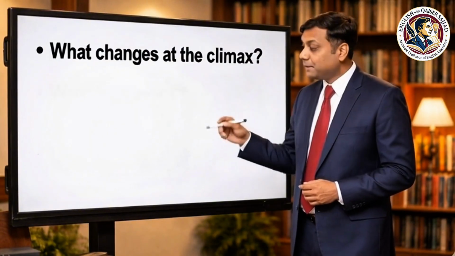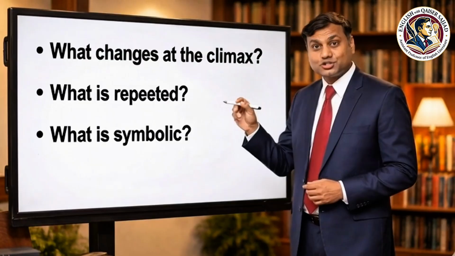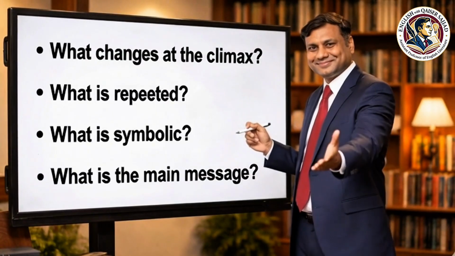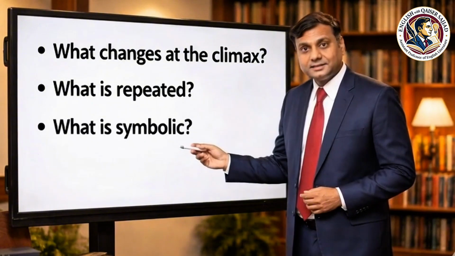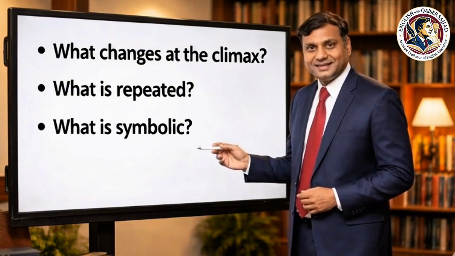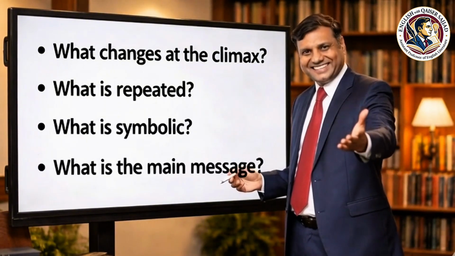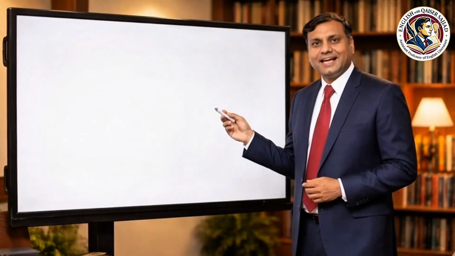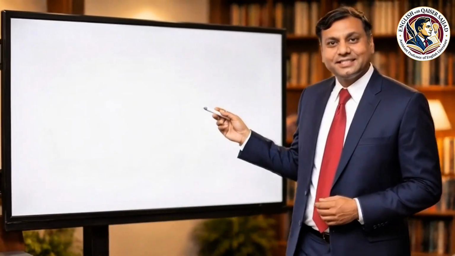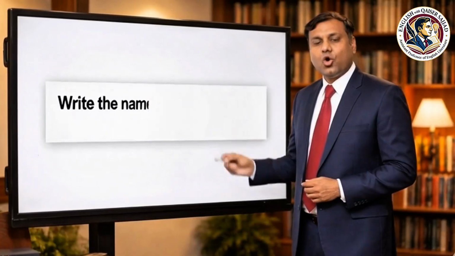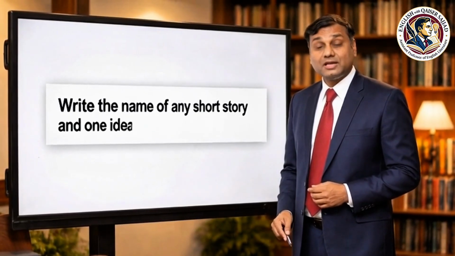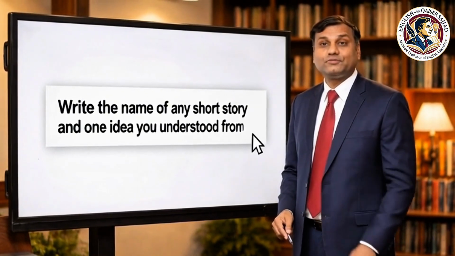Now you try. Pick any short story and ask these questions. What changes at the climax? What is repeated? What is symbolic? What is the main message? If you can answer these questions, you are already thinking like a literature expert. Write the name of any short story and one idea you understood from it.